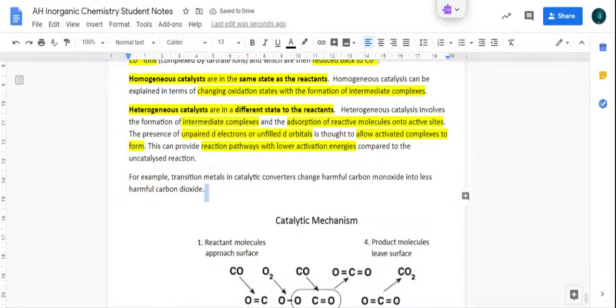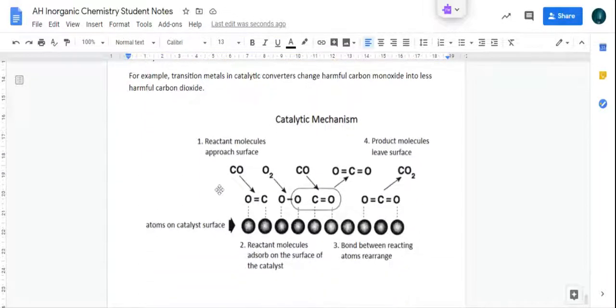Adsorption happens in catalytic converters, which change carbon monoxide into carbon dioxide. So the reactant molecules approach the surface. Here are carbon monoxide molecules. Here are the atoms on the catalyst surface. So the reactant molecules adsorb, so kind of stick to the surface, forming weak bonds with the surface of the catalyst. Then there's a bond rearrangement. The catalyst breaks the bonds between or inside the reactant molecule while still being adsorbed to the catalyst itself, and then reforms other bonds. So in this case, it changes carbon monoxide into carbon dioxide, and then the product molecule leaves the surface.